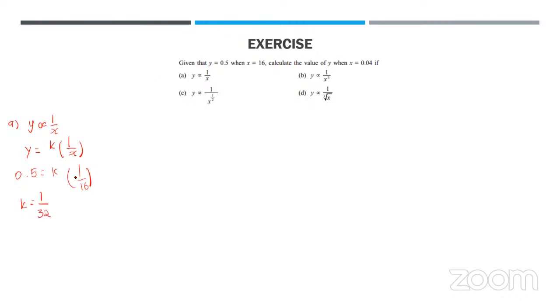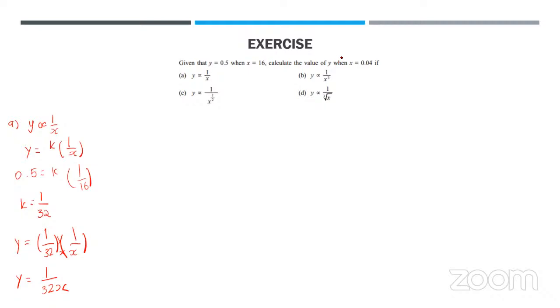So now from this, we can form a new equation by subbing k back into the original. So y is equal to 1 over 32 multiplied by 1 over x. And you can multiply straight across. You get 1 over 32x. But we're not done yet. This is just the equation.